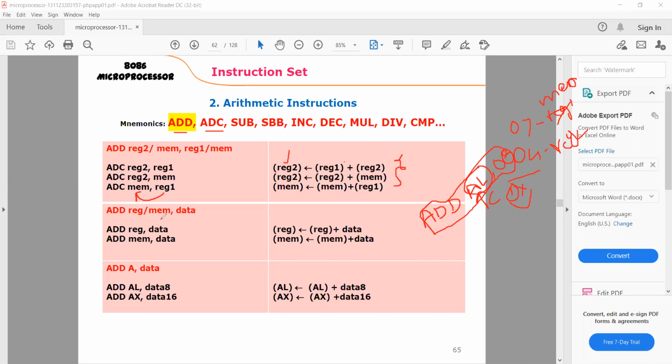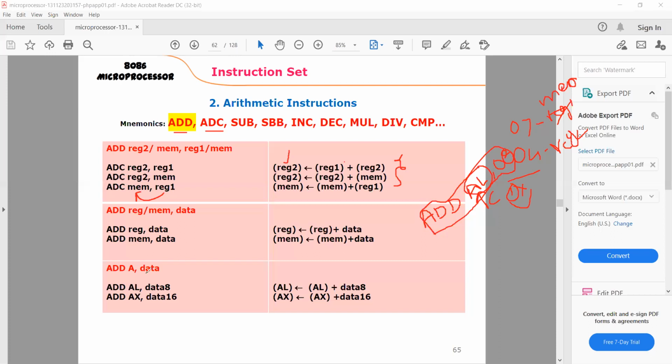Similarly, the next instruction, if you see, ADD memory, data. That means here, in place of a register, you will have an address which gives you the memory location. So the direct data will get added to the data that is present in the memory location, and the result will be stored in the memory location itself. That is the meaning of this instruction.